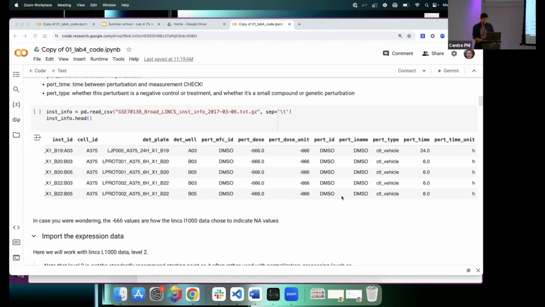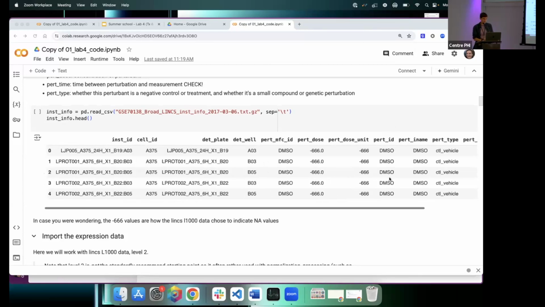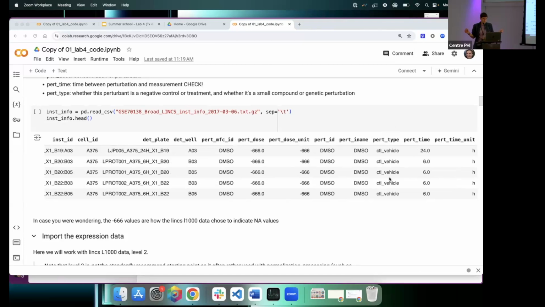Okay, what else? We have the perturbation type column. This is going to be the column that gives us a quick, easy mapping to: was this a CRISPR knockout? Was this a compound? Was this a control? Was this a treated sample? That's what I found most important in the metadata. Any questions there?